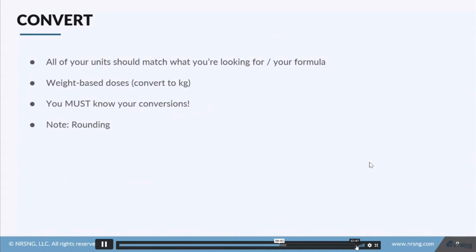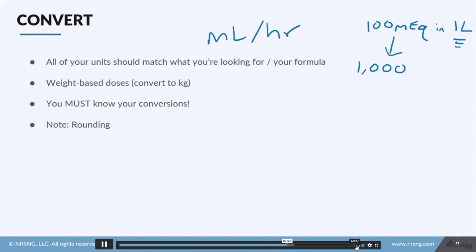The second step is to convert. The goal here is to get all of our units to match. If I'm looking for milliliters per hour, I need everything in those units. So my available amount was 100 milliequivalents in 1 liter. So I need to convert these liters to milliliters. So instead, now I know it's 100 milliequivalents in 1,000 milliliters.